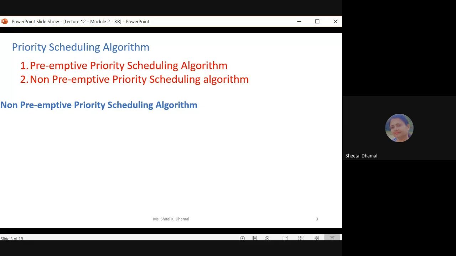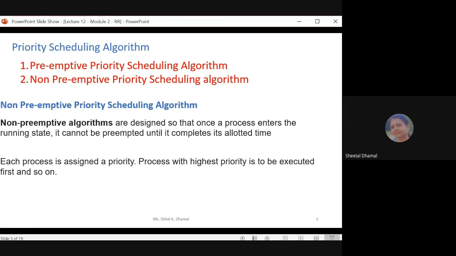Now how is this non-preemptive approach used by the priority scheduling algorithm? In the priority scheduling algorithm, each process is assigned a priority and the process with the highest priority is to be executed first. What is the meaning of this? Normally, whenever we create a process, the operating system assigns a priority to that process, and according to that priority, it executes the process. There are different types of operating systems.